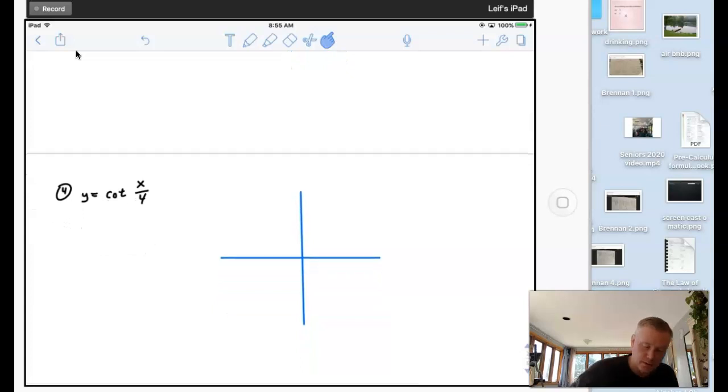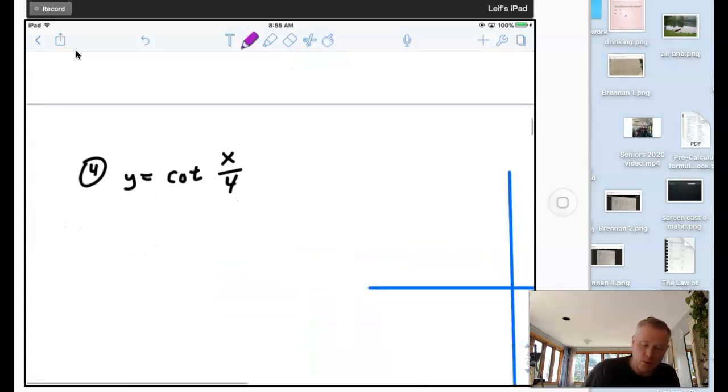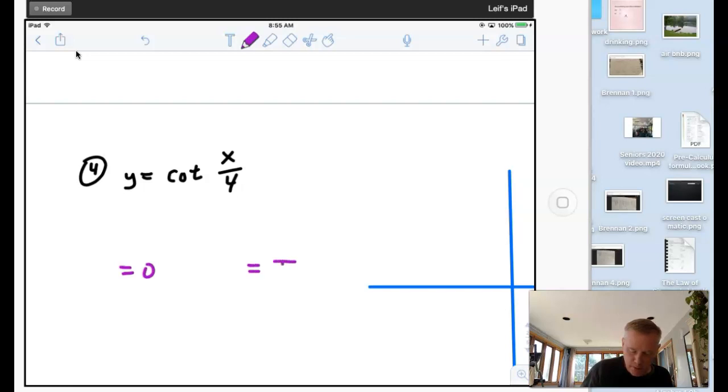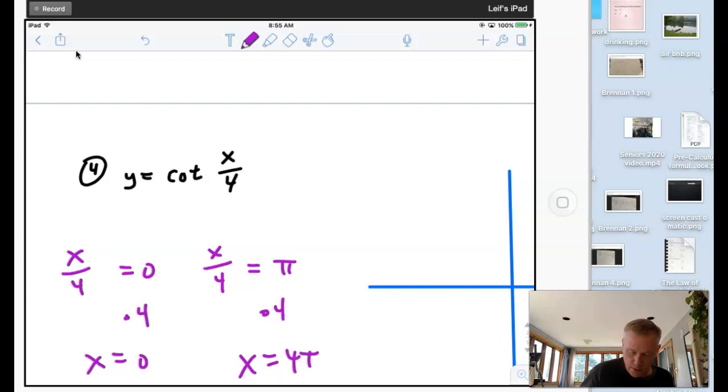Number 4, same thing, except this time it's y equals cotangent of x over 4. So once again, I set x over 4 equal to 0 and equal to pi. I think I switched the order of the 0 and the pi the last time, but you get the same thing. So I've got x over 4. So the opposite of dividing by 4 is multiplying by 4. And here I get x equals 0. Here I get x equals 4 pi. Those will be my two asymptotes.